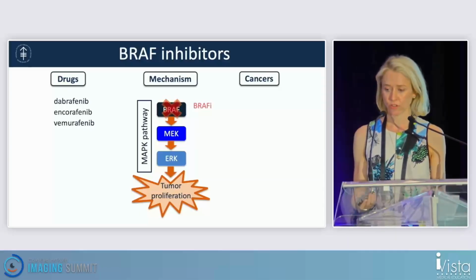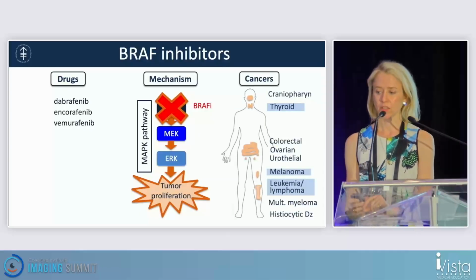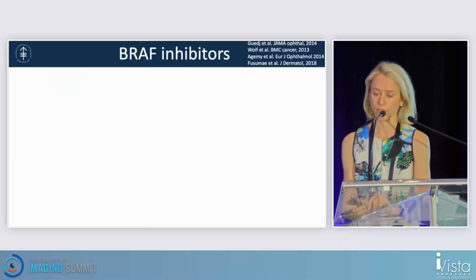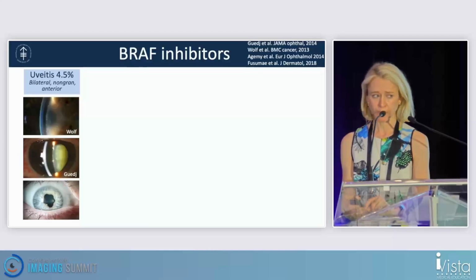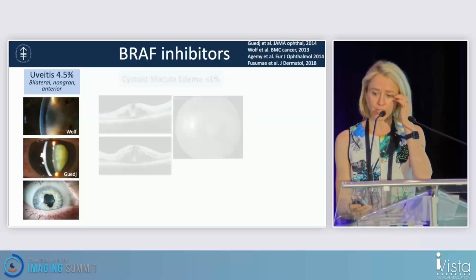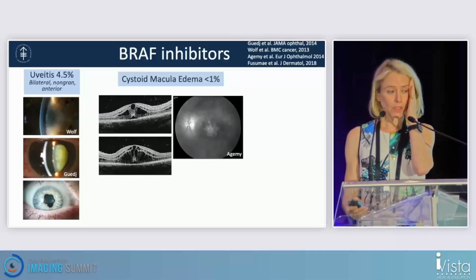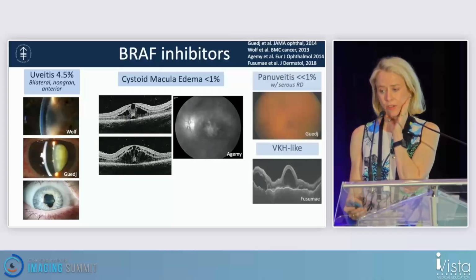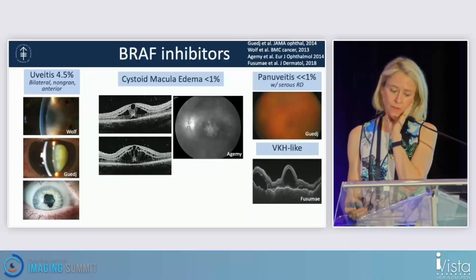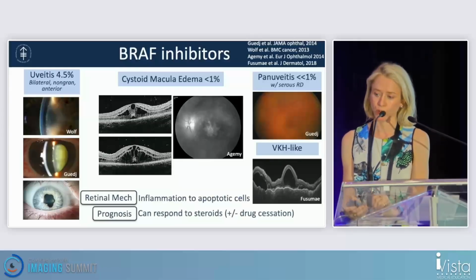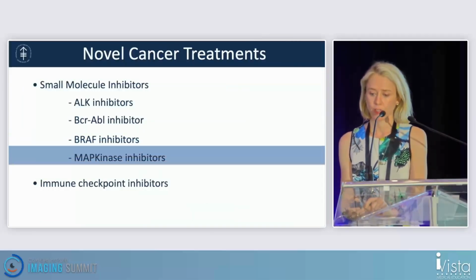So the purpose of the drugs is to block that. The cancers that are treated are thyroid cancer, melanoma, and some leukemia and lymphomas. About 5% of patients will get bilateral non-granulomatous anterior uveitis, and a small percentage can get FA-leaking cystoid macular edema, but very rarely patients can get very pronounced inflammation in the form of pan-uveitis or a VKH-like scenario.